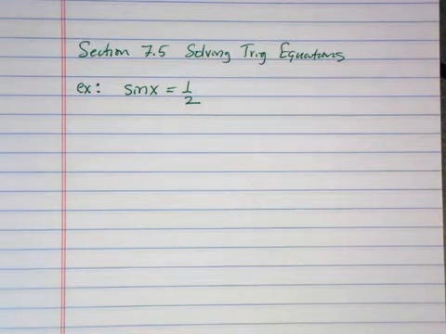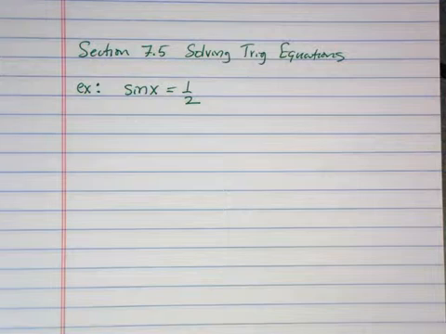11 pi over 6 would be just a little bit smaller than 2 pi, because 12 pi over 6 would be 2 pi. So this is just a little bit bigger than 2 pi. So it's 13 pi over 6. But how is it related to pi over 6? Pi over 6 is the reference angle.